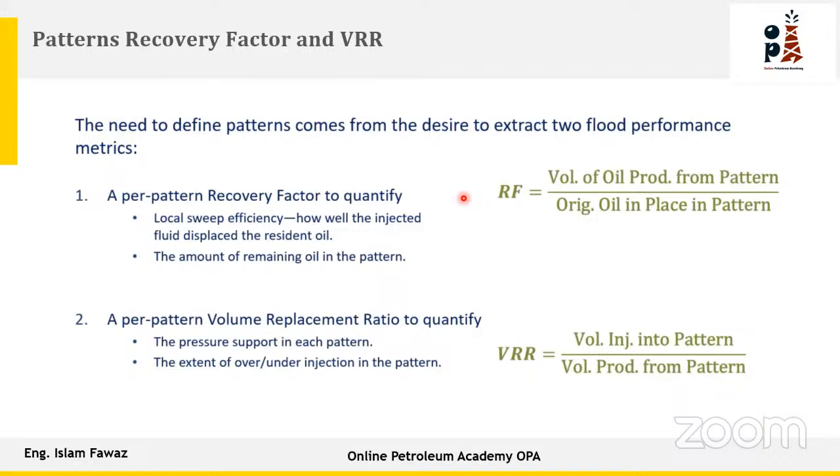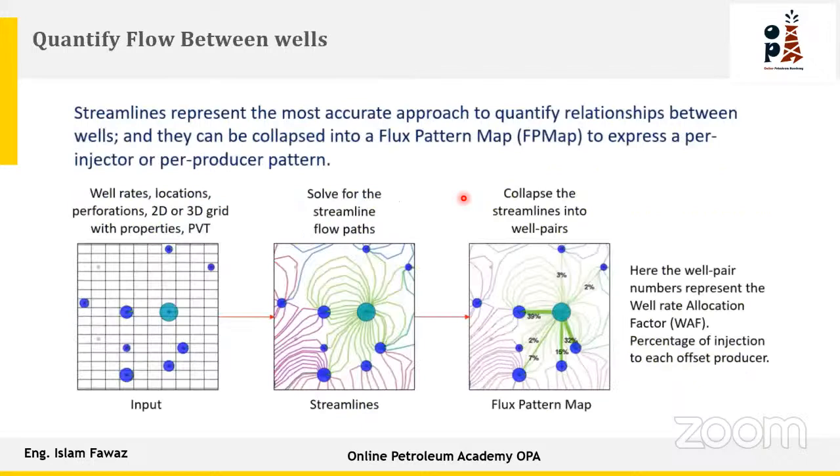This is called VRR. At this point, you are assuming the pattern is constant. What we are injecting in this pattern is constant, and no fluid comes across these kinds of boundaries. So you have to quantify how much flow is coming from the injector to the producer, and how each injector contributes to each well in your reservoir.